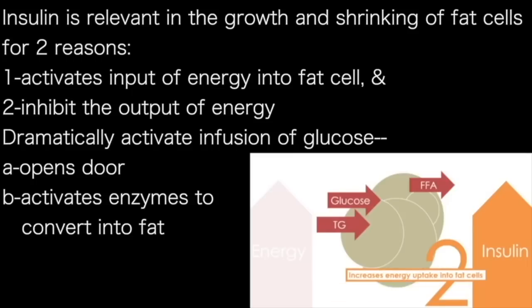So the first one, increasing the uptake of energy into the cell. Insulin will dramatically activate the influx of glucose into the fat cell. And then as that glucose comes in, because insulin is not only opening the doors for the intake of the glucose, but it's also activating all the enzymes, or in other words, sending the message, hey, I'm giving you glucose and I want you to turn it into fat. And so the fat cell obliges and begins turning it into fat very, very easily, very readily and rapidly.